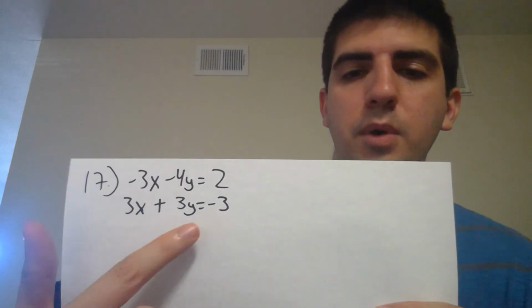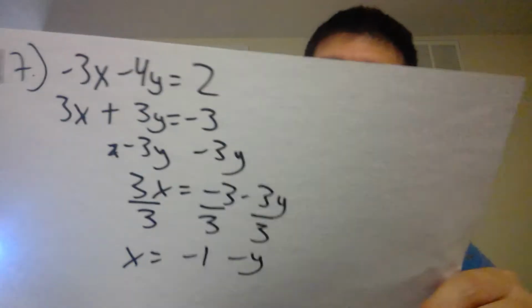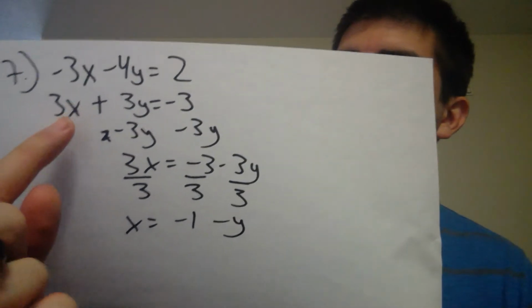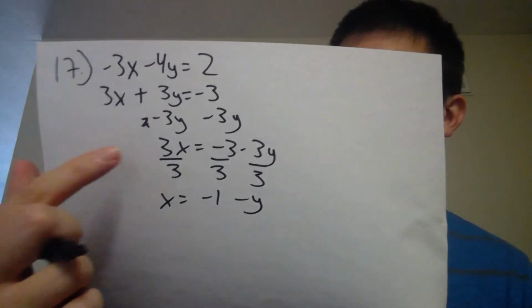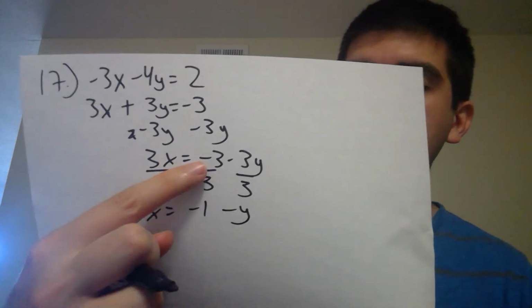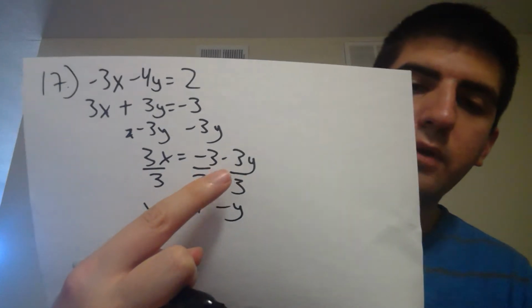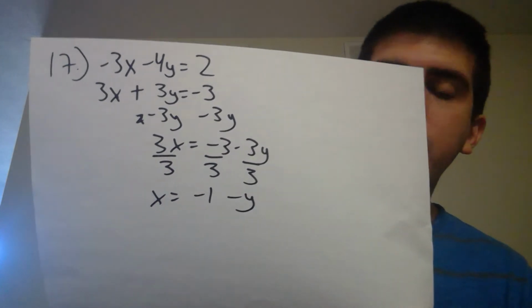I'm going to minus 3y to both sides. I'm going to divide by 3. So again, I'm trying to get this x by itself, so I minus 3y to both sides. Then I just have a 3x, so I divide both sides by 3. Negative 3 divided by 3 is negative 1. Negative 3y divided by 3 is negative y.